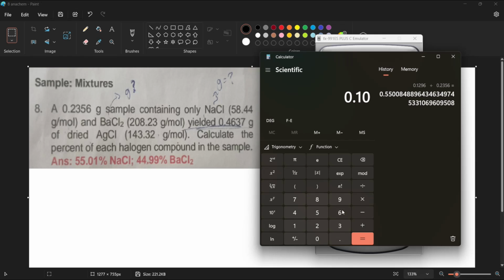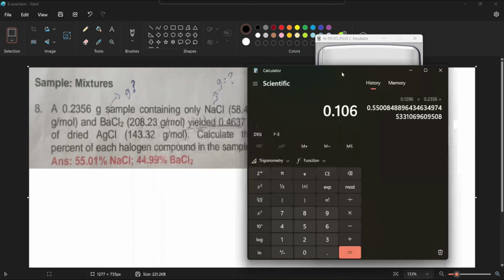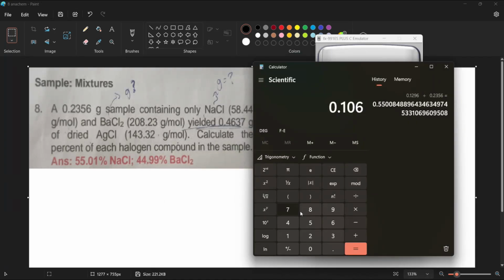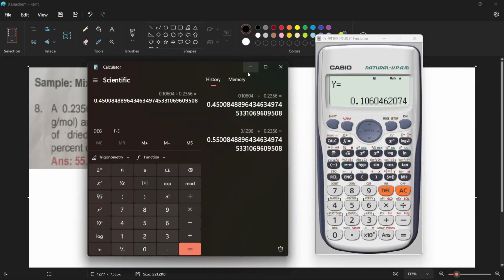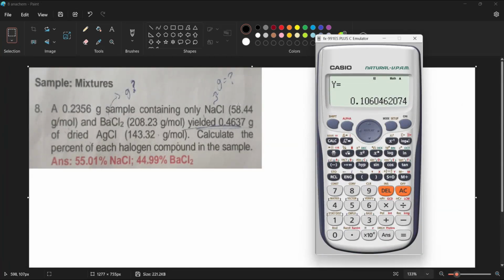0.1069, 604, divided by 0.2356, yielding us 44.99 or 45%. So that's just how it is for a basic example such as this one.